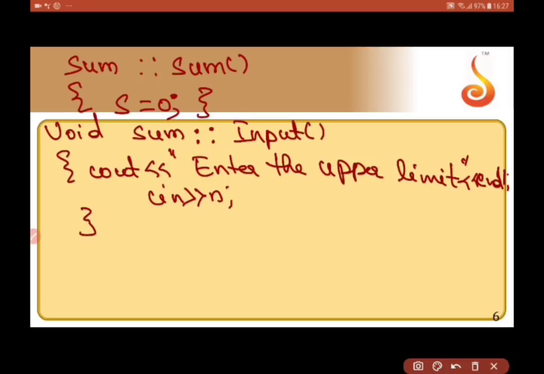So sum is initialized to 0 in the constructor, and I have another input function wherein I am asking the user to enter the upper limit and I am taking it in n. Have a look.